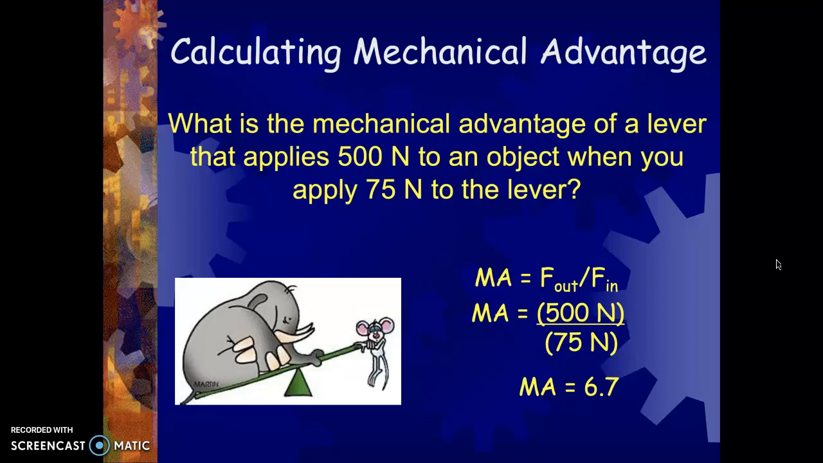Something I do want to point out here is that the newtons cancel out. So when we calculate mechanical advantage, there are no units. Again, no units for mechanical advantage. We're simply looking at how much the force in was multiplied by the machine.